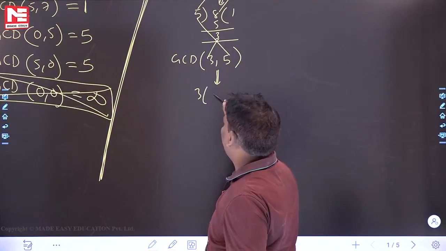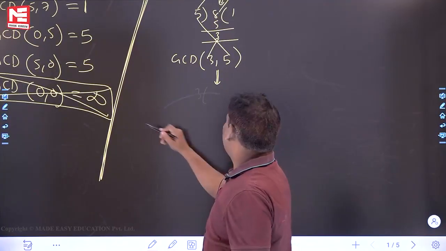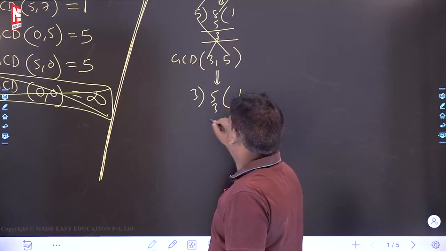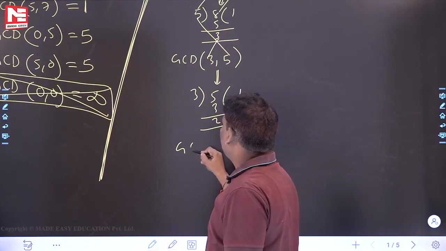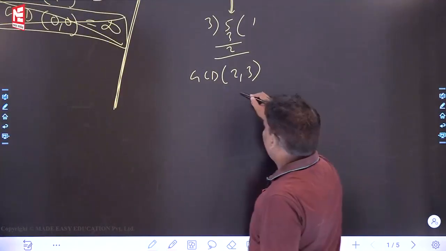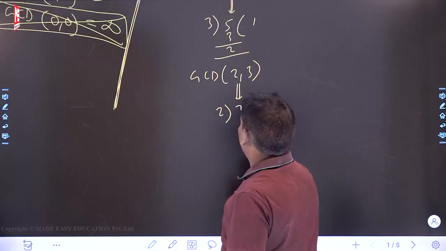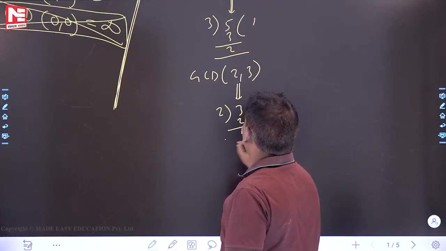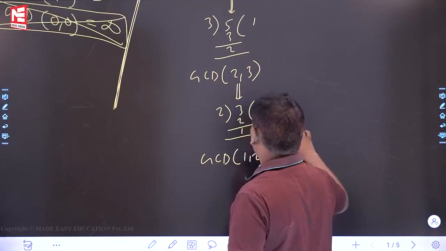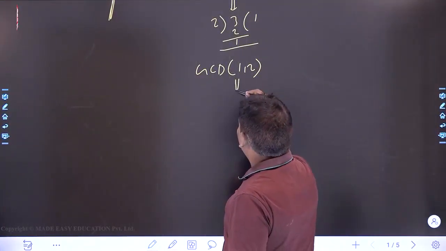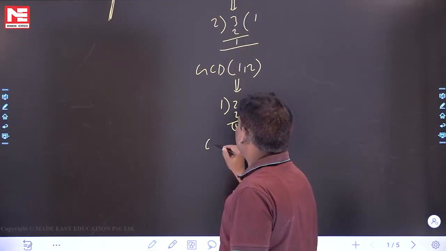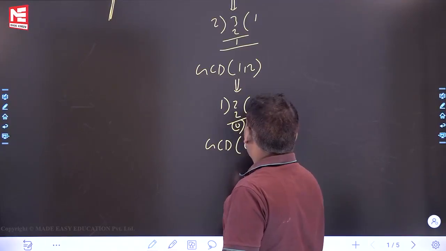See this one, 3, 5. 3 ones are 3, remainder 2. What is the next function called? GCD of 2 comma 3. Next one, same thing again. 2, 3: 2 ones are 2, remainder 1. Next one, GCD of 1 comma 2. 1 twos are 2, remainder 0. What is the next one? GCD of 0 comma 1.